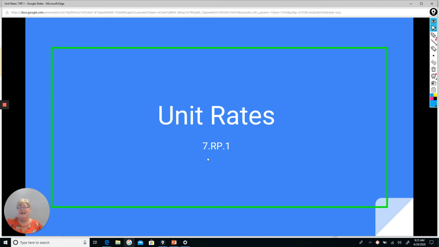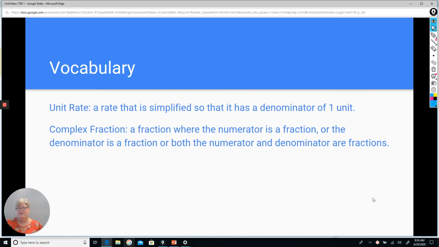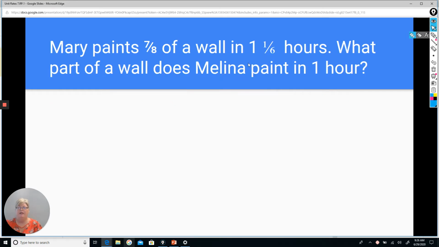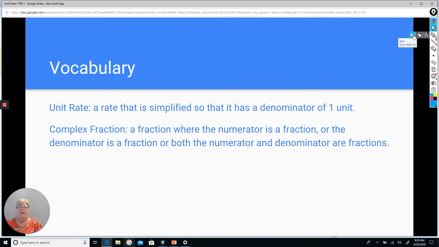It's Ms. Hancock, and today we're going to talk about unit rate. The standard that we're going to talk about is 7.RP.1, and we're going to jump right into the vocabulary. Unit rate is a rate that is simplified so that it has a denominator of 1. A denominator of 1, and I want you to understand this is super important. We're going to talk about this quite a bit in this lesson.